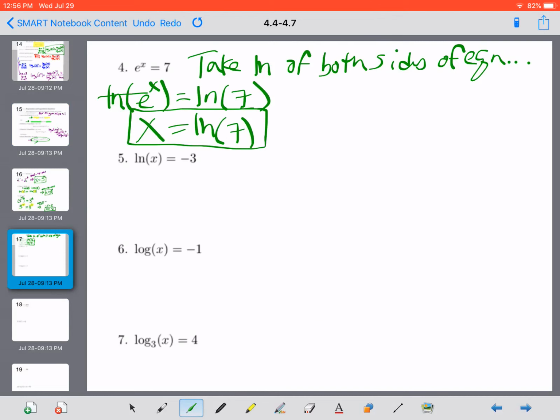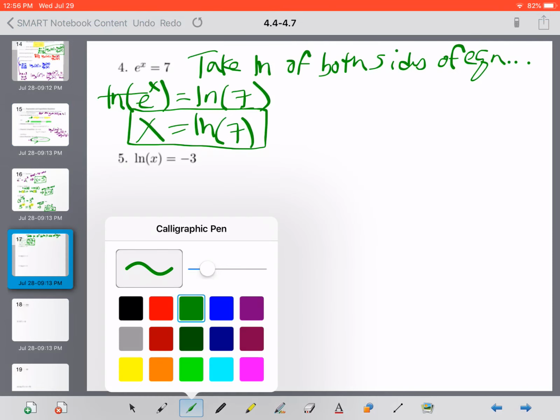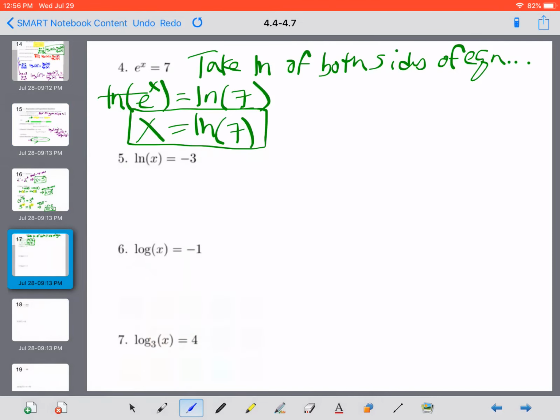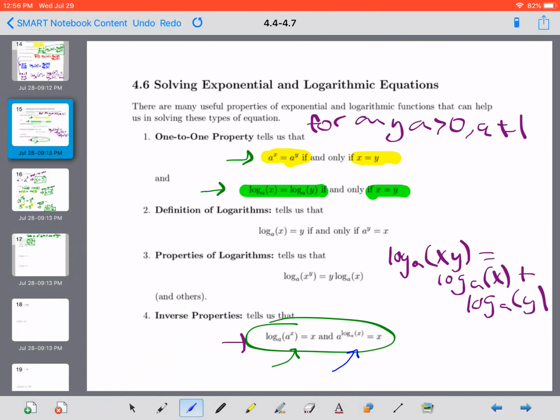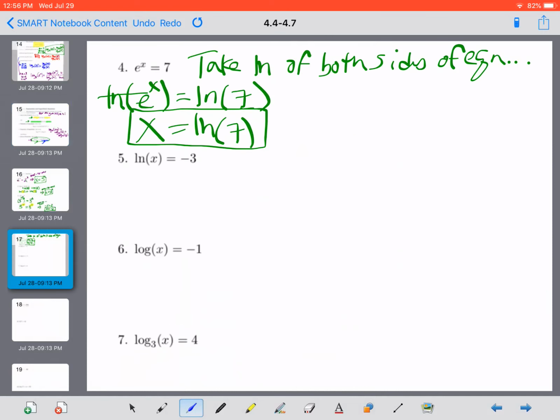Alright, similarly for number 5, we have an x that's sort of trapped inside a log function, and we want to get it out because we want to solve for x. So if we go back here, now let's use the second equation. This says that a raised to the log base a of x is equal to x. So if you wanted to get an x out of the inside of a log function, we just use this little trick of exponentiating on each side of the equation. So my base here is e. Remember, ln means base e. So what we're going to do is raise e to each side of the equation.